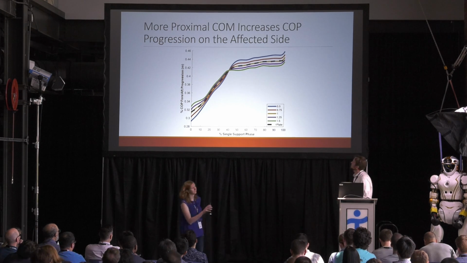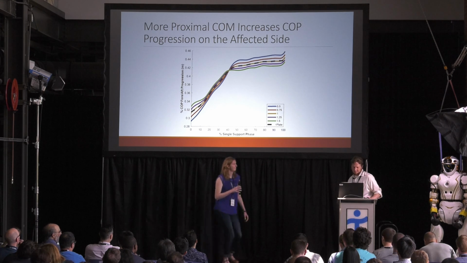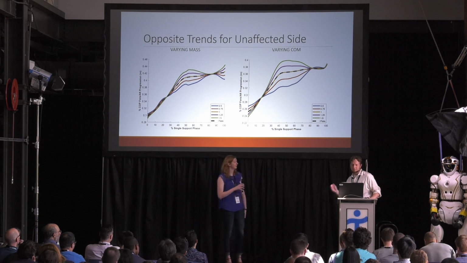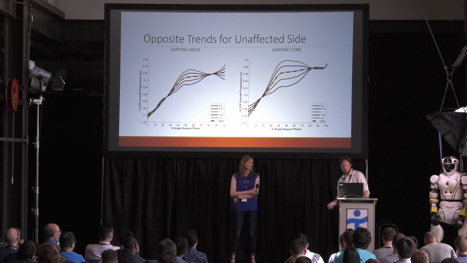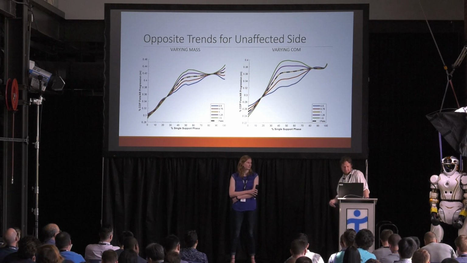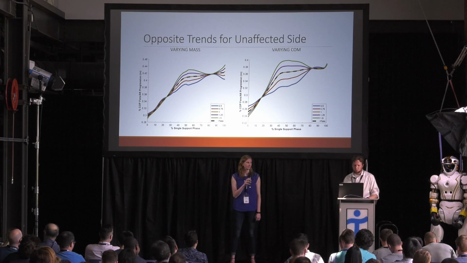Likewise, we find the same trend when we move the COM of the thigh more proximally. We also found that if we observe the contralateral side, the unaffected side, it had the opposite effect. If we lighten the mass on the opposite thigh, it caused the COP to slow down under the foot. And same with the COM.